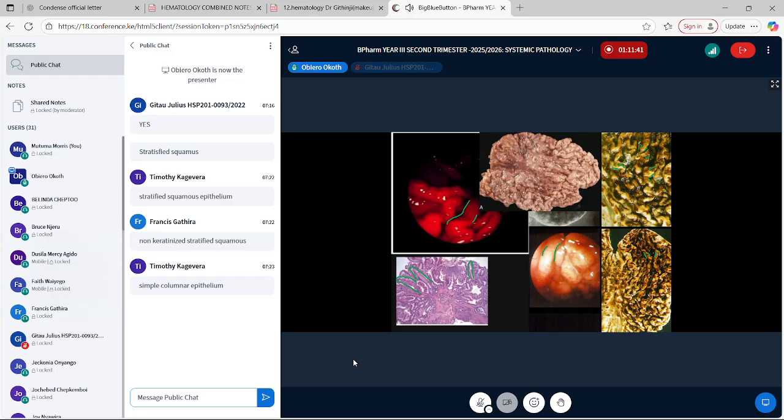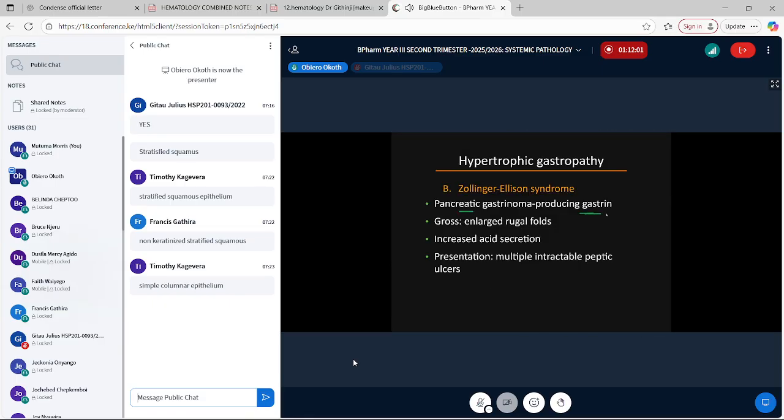And Zollinger-Ellison syndrome, because of overproduction of acid, they also have ulcers, multiple ulcers. And intractable basically means you give PPIs, you give all the H. pylori eradication kits, and the ulcers don't respond because the ulcers are being driven by excess gastrin production, causing excess acid secretion. Okay.